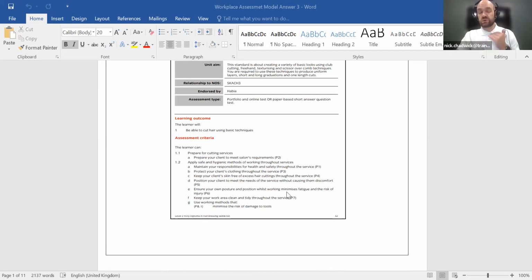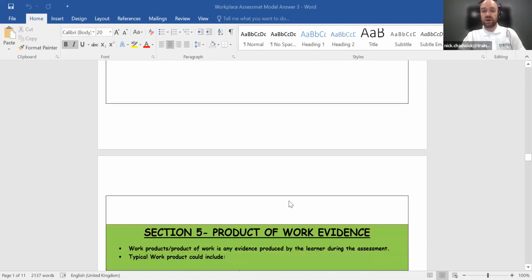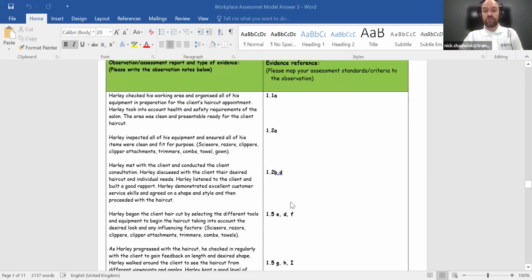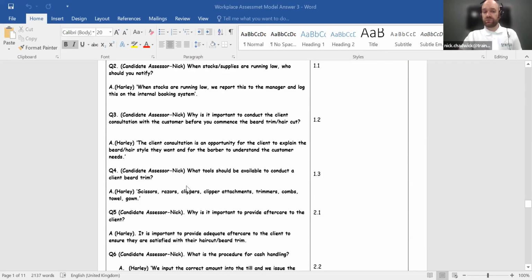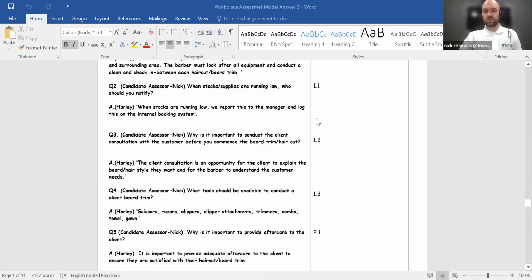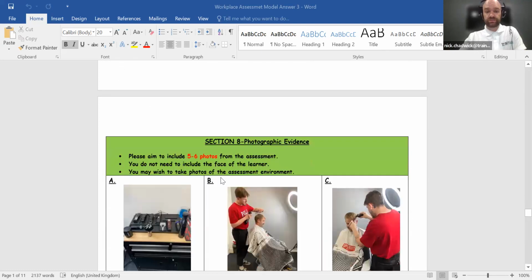So do aim for between 5 to 6 questions. Just remember to ask these questions within a quiet area, away from, of course, any noise. And this is going to be really helpful for your learner as well. So once again, 5 to 6 questions, and you are mapping all of the questions to the evidence criteria there. Okay. But always plan your assessments, always plan your questions prior to the assessment taking place.